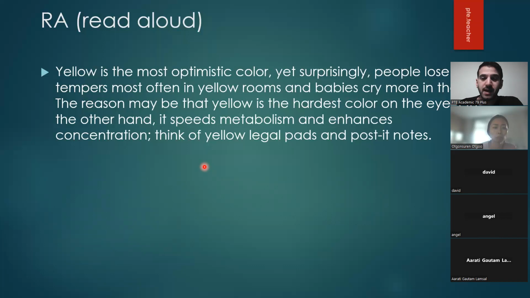Okay, Angel, can you please just read it one more time for us? Yeah, I will. Thank you. Yellow is the most optimistic color, yet surprisingly, people lose their temper most often in yellow rooms and babies cry more than in them. The reason may be that yellow is the hardest color on the eye. On the other hand, it speeds metabolism and enhances concentration. Think of yellow, legal pads, and post-it notes. Okay, thank you. Thank you so much.